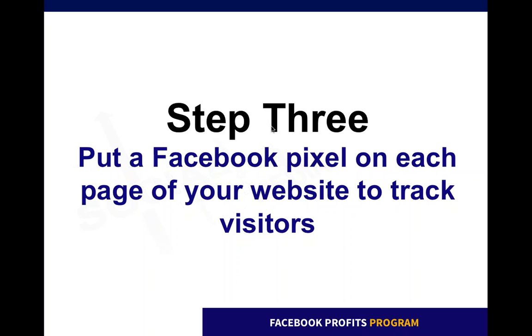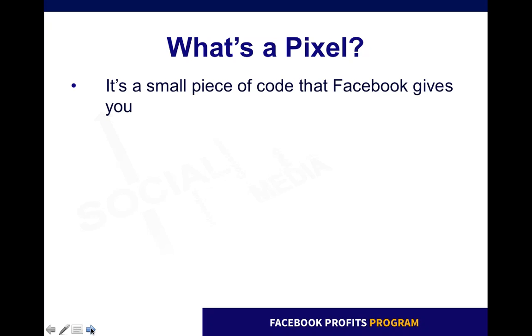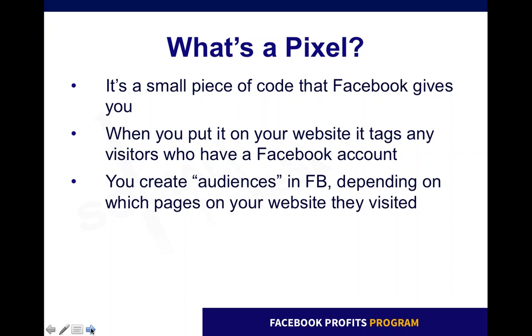So just to give you an idea of what a pixel is, and we're going to get a little bit complicated here, but it's just all part of the process, understand that. So we've got people to come like our page, we've got content on our website, now we're going to put a pixel on our website. A pixel is a small piece of code that Facebook gives you. Everyone actually has it if you've got an ad account. When you put that on your website, it tags any visitor who has a Facebook account. So if someone comes to your website, they get tagged. Whether they are logged into Facebook or not, you're able to tag them.